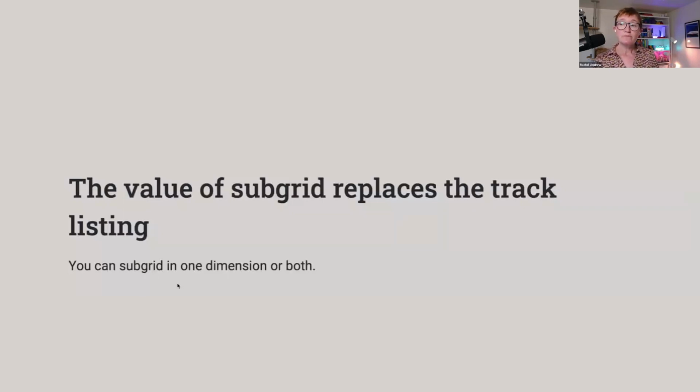Now, because the subgrid value essentially replaces the track listing, you can have a subgrid only in one dimension. A common use case might be to define a set of columns on a main wrapper, then inherit those columns into your nested components so that something in your footer can line up with something in the header.